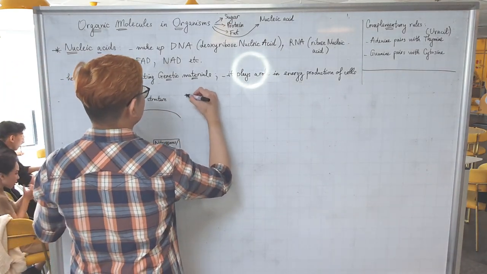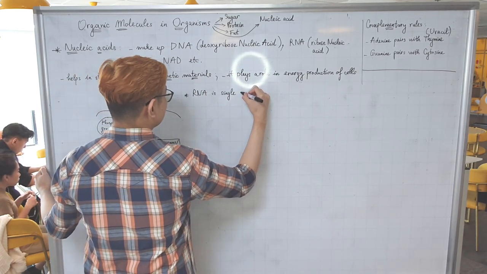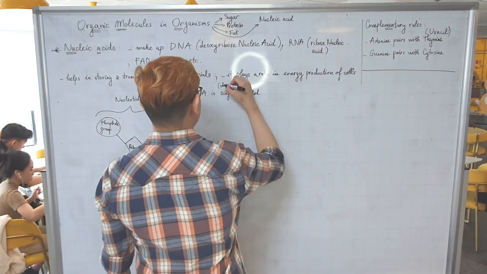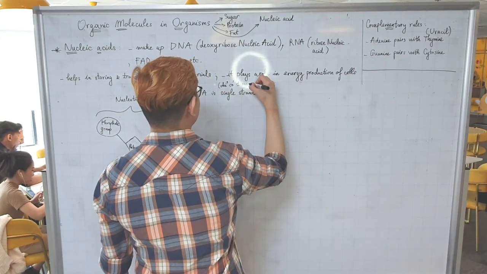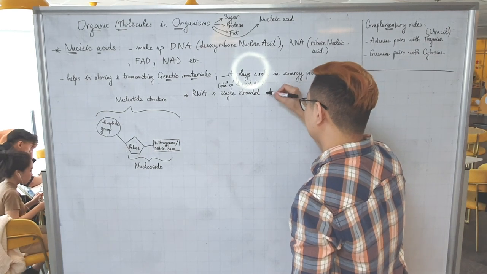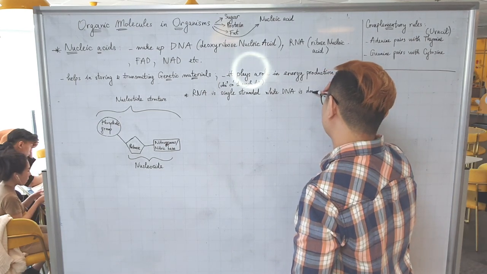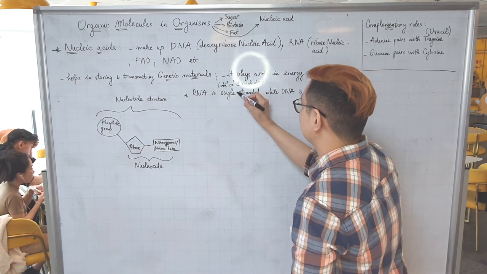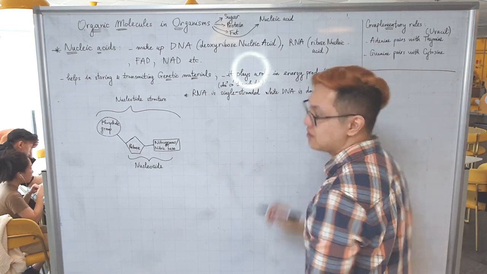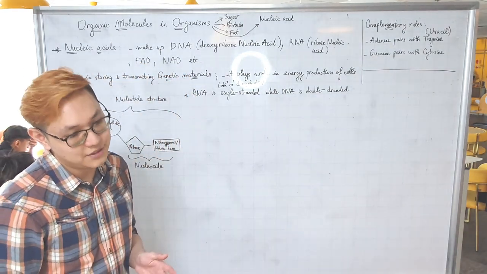So RNA is single stranded, while DNA is double stranded and anti-parallel to each other.